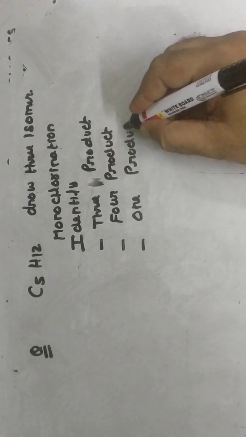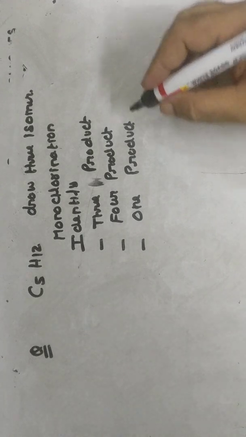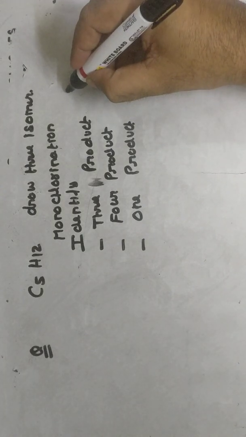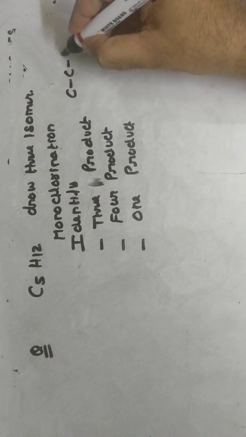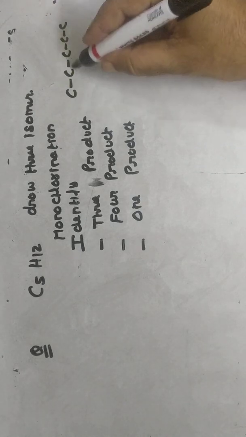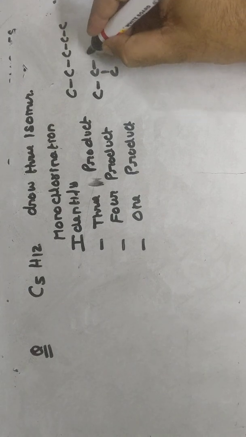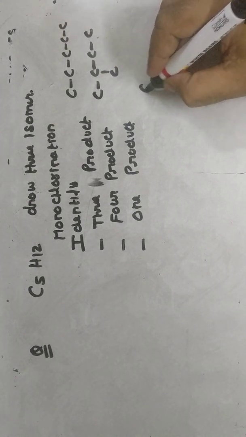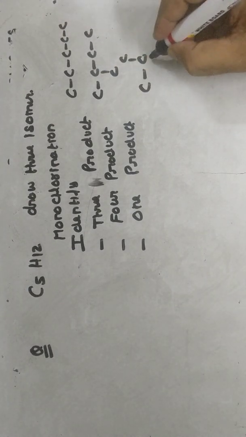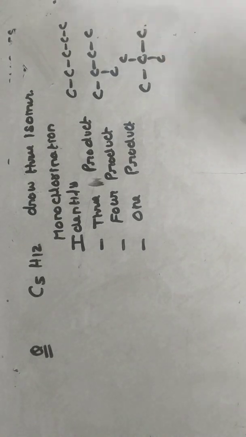So first of all, let's draw the 3 isomers for pentane. The 3 isomers possible are as follows. We can have normal pentane, 1, 2, 3, 4, 5. We can have isopentane, that is 2-methylbutane. And we can have neopentane, which is 2,2-dimethylpropane. These are the 3 isomers possible for pentane.